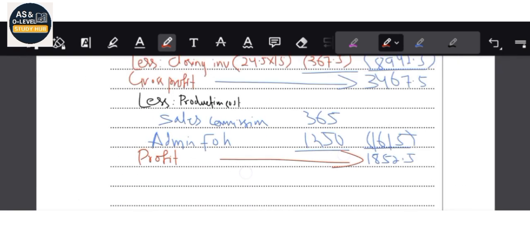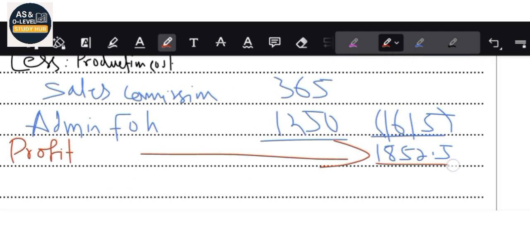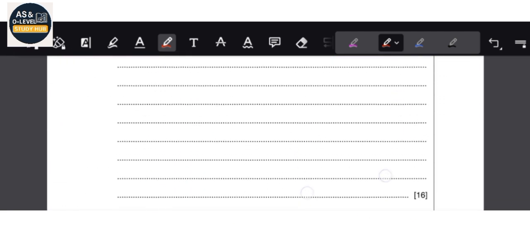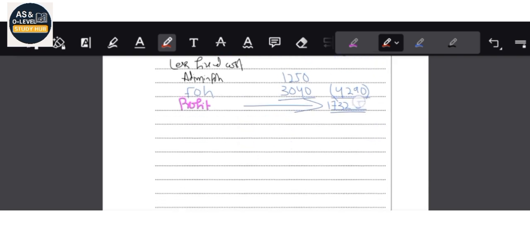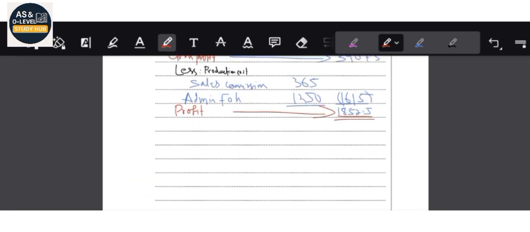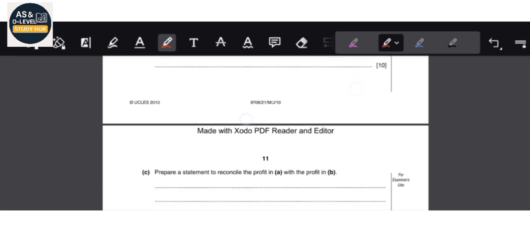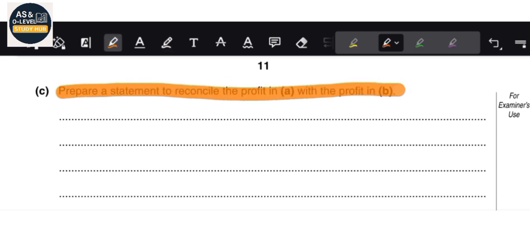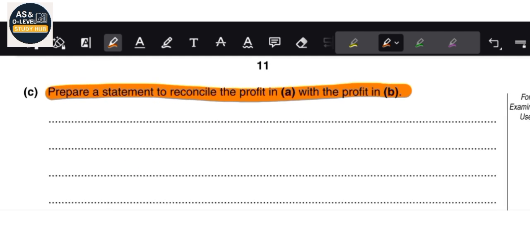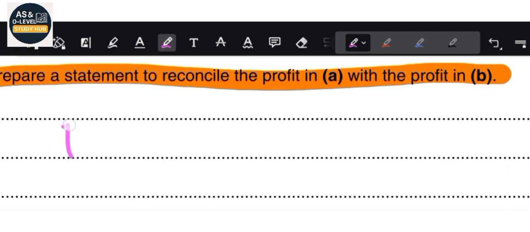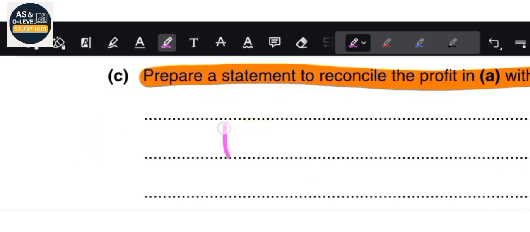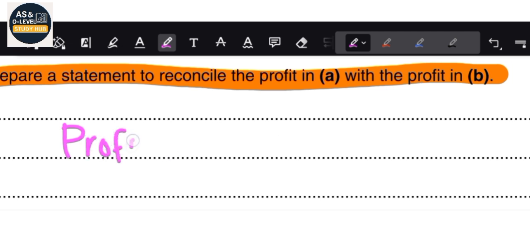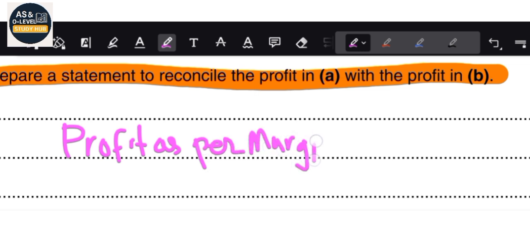Now, as you can notice, if you had also watched part A, there is a difference between the profit of marginal and profit of absorption costing. So now we have to reconcile it. The question is asking to prepare a statement to reconcile the profit in part A with the profit in part B. So first we will write profit as per marginal costing.